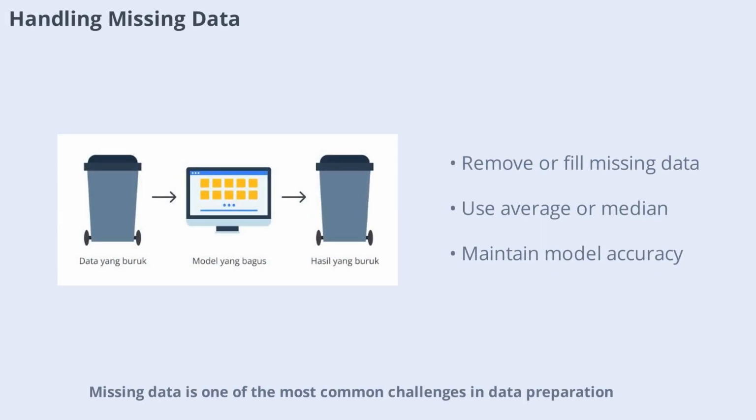Missing data is one of the most common challenges in data preparation. There are several ways to handle it. You can remove rows with missing values or fill them in with the average or median if the data is numerical. Choosing the right approach depends on the context and the impact on your analysis. Proper handling of missing data ensures your AI models remain accurate and robust.